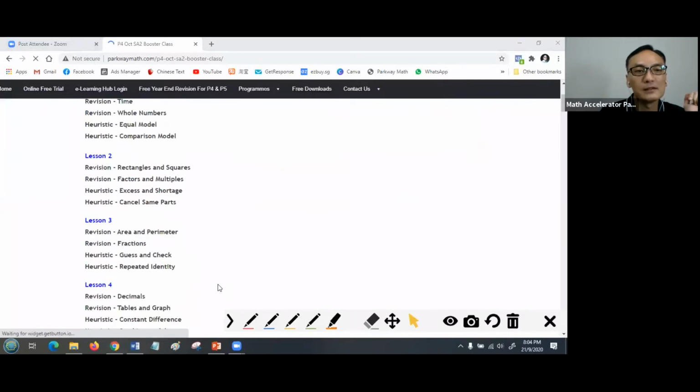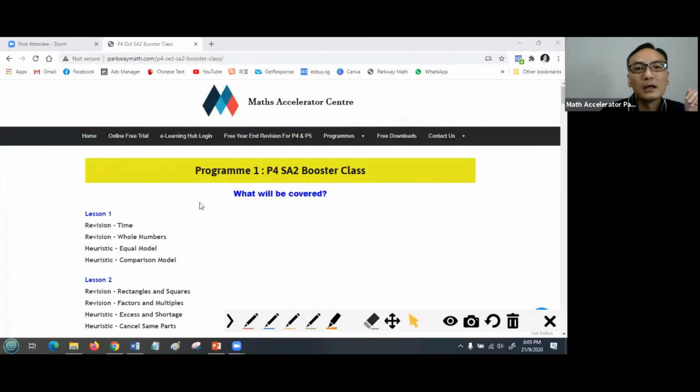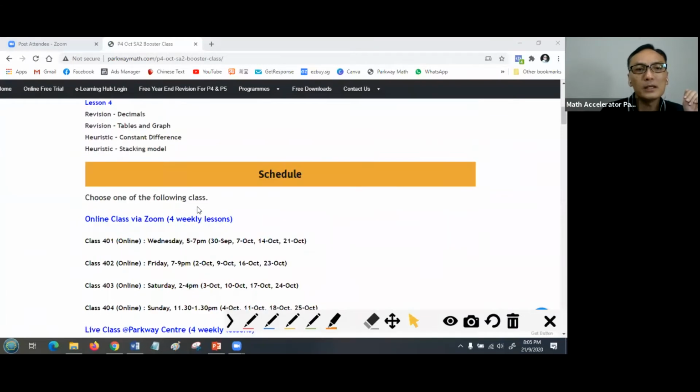In these 4 lessons, these are the topics that we will be covering. In lesson 1, time; lesson 2, whole numbers, and the heuristics that we'll be covering will be equal models and comparison. You can read all about this later. Maybe I will send it to the whole class over here. This will be the booster class. So when will it be?